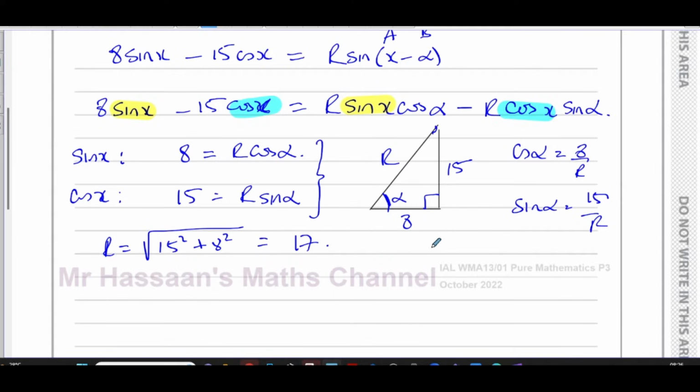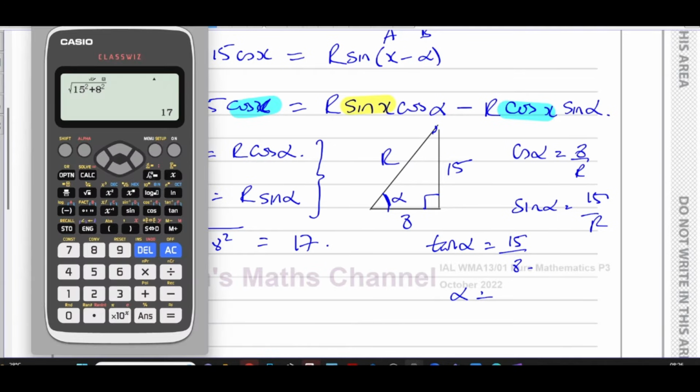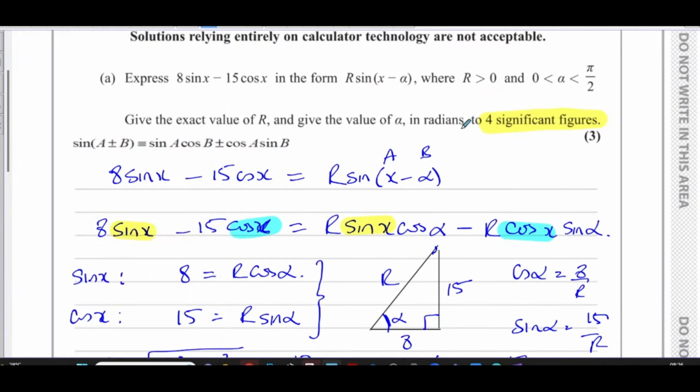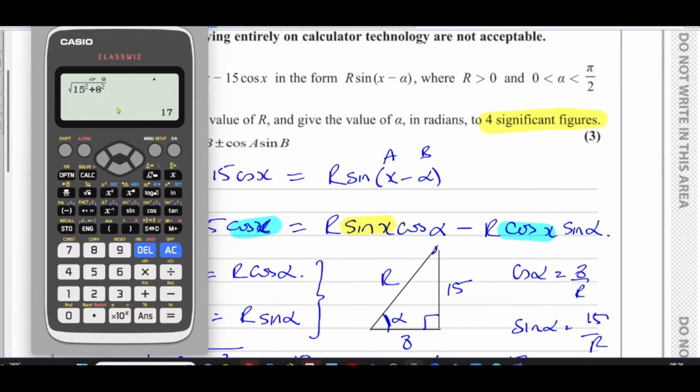And we can also work out what alpha is by using, for example, tangent. We can say the tangent of alpha is opposite, which is 15, over adjacent, which is 8. So alpha is the inverse tan of 15 over 8. Make sure that we are in radian mode. So I have to make sure the calculator here is in radian mode. Now the calculator is in radian mode. So I'll say inverse tan of 15 over 8.